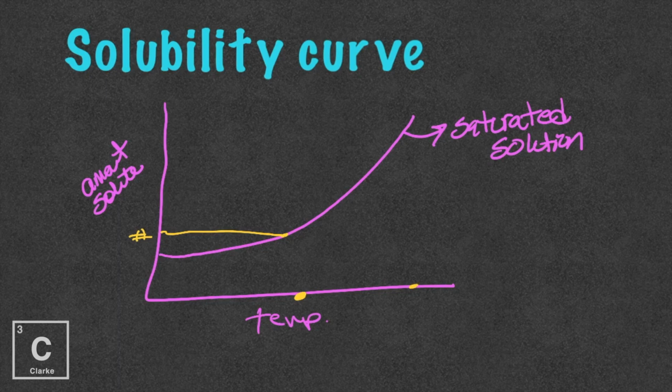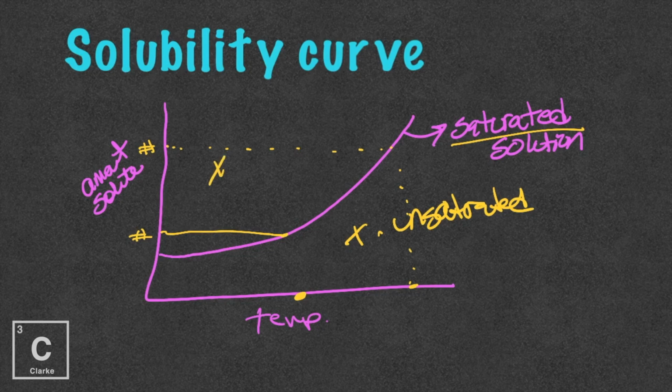Or if we increase the temperature and march up and then march across, whatever number this is, that is how much solute we should be able to dissolve in the solution to get this saturated solution. Well, let's say I give you a data point down here somewhere. If it is underneath the curve, that is unsaturated. Or if I give you a data point way up here, above saturation, that's supersaturated. But remember, it's only supersaturated if all the solute stays in the solution. If it all falls to the bottom, not supersaturated.